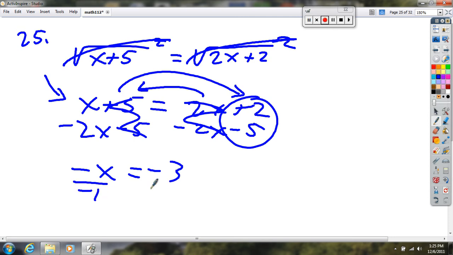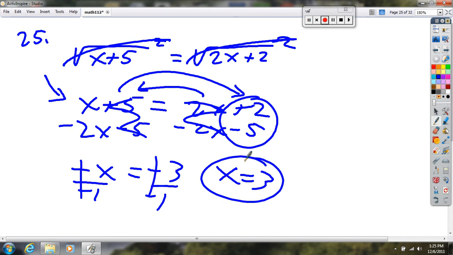Divide by negative 1 on both sides. The negatives cancel, and x equals 3. Does that check? Well, if I put 3 here, what's 3 plus 5? 8. So the left side is the square root of 8. On this one, put 3 here. 2 times 3 is 6, plus 2 is the square root of 8 here. They're the same, so the problem checks.